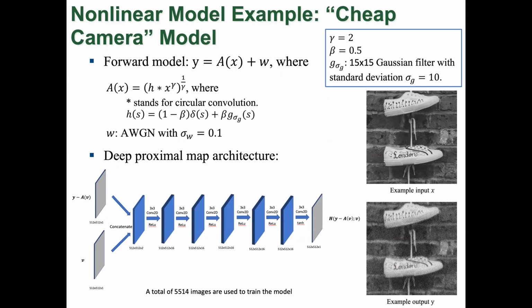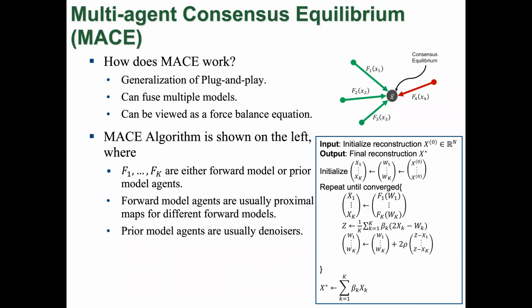We can see that this cheap camera model introduces several kinds of artifacts. It blurs the input image and decreases the contrast of the input image. Since this is a nonlinear model, its proximal map is going to be very hard to compute. Can we replace proximal map with deep proximal map and form a good reconstruction? For this imaging application, we will use the multi-agent consensus equilibrium framework for reconstruction.